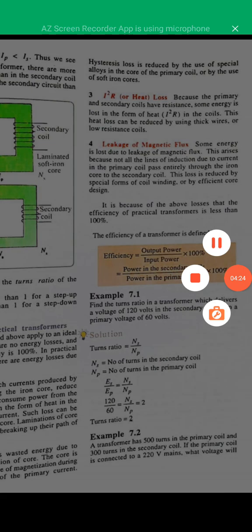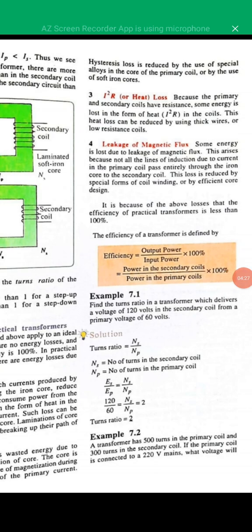The last one is leakage of magnetic flux. Some energy is lost due to leakage of magnetic flux. This arises because not all lines of induction due to current in the primary coil pass entirely through the iron core to the secondary coil. Leakage in the sense that it is leakage in the coils. There are some coils that, when you wrap them around these cores, most of them experience leakage, maybe as a result of constant heat flowing through them.